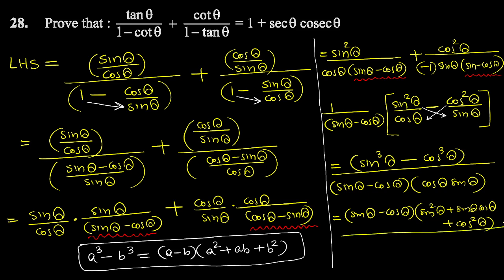Correct. Numerator is a cube minus b cube form, so it is written as a minus b into a square plus ab plus b square. Amira, clear? Yes, sir. And denominator is sin theta minus cos theta into cos theta into sin theta.